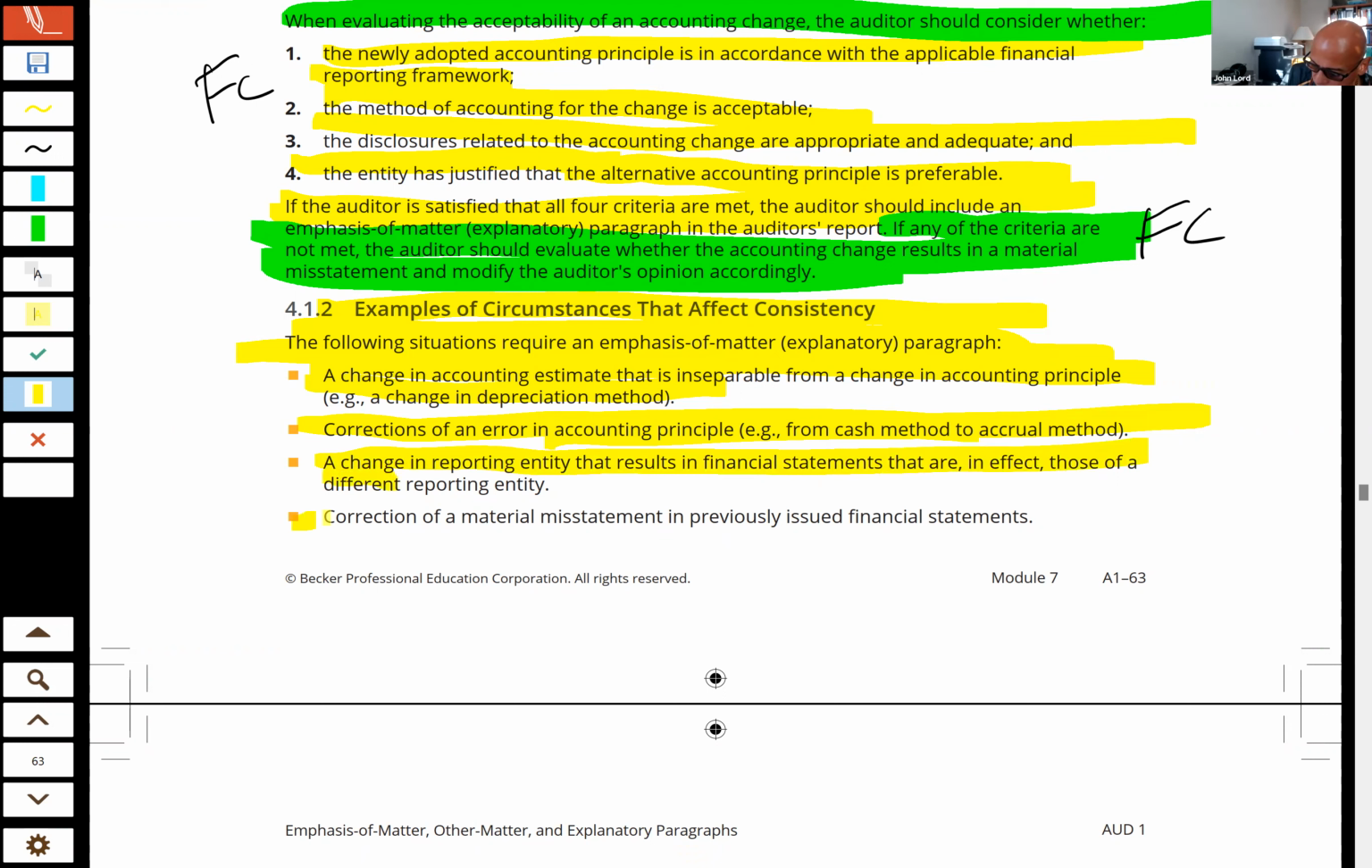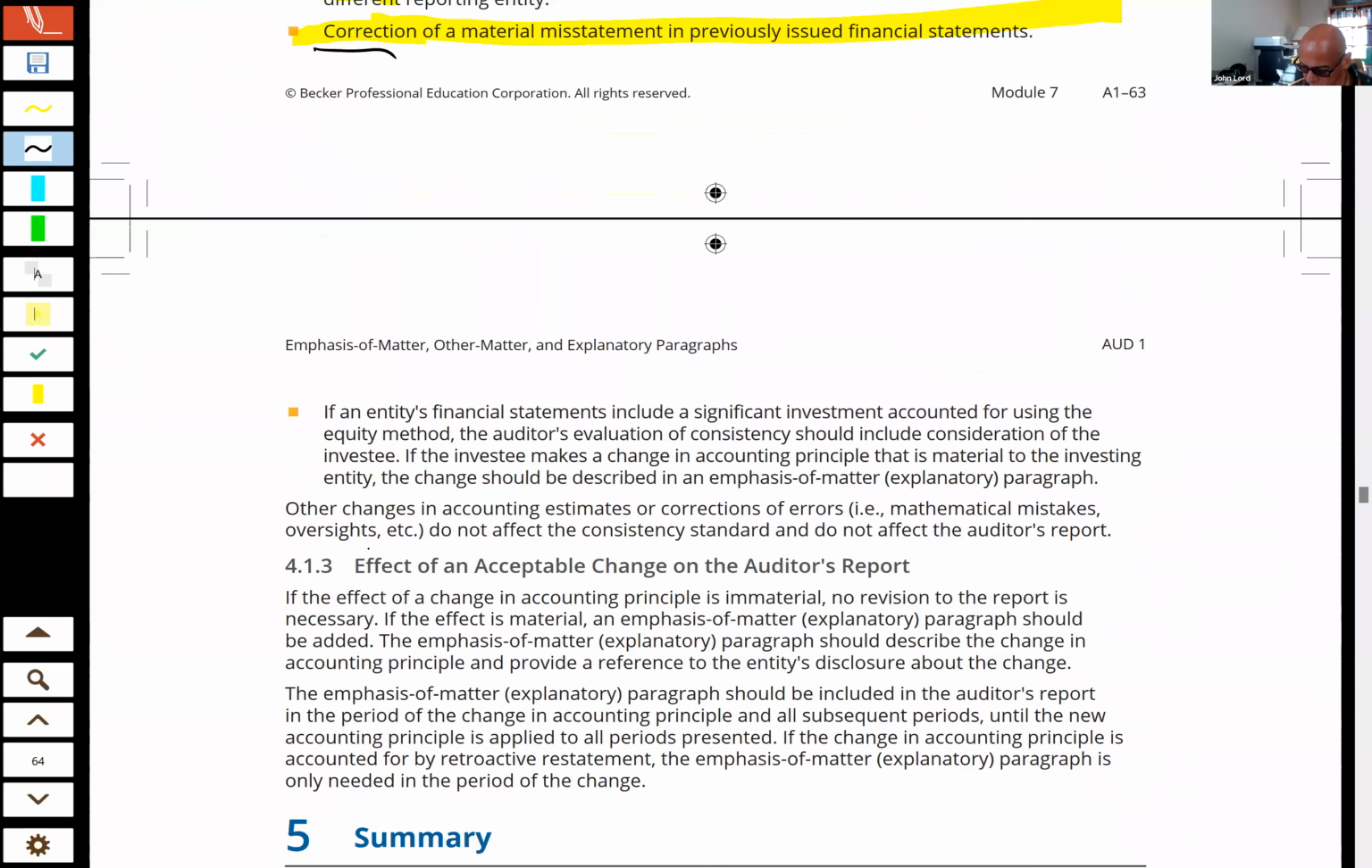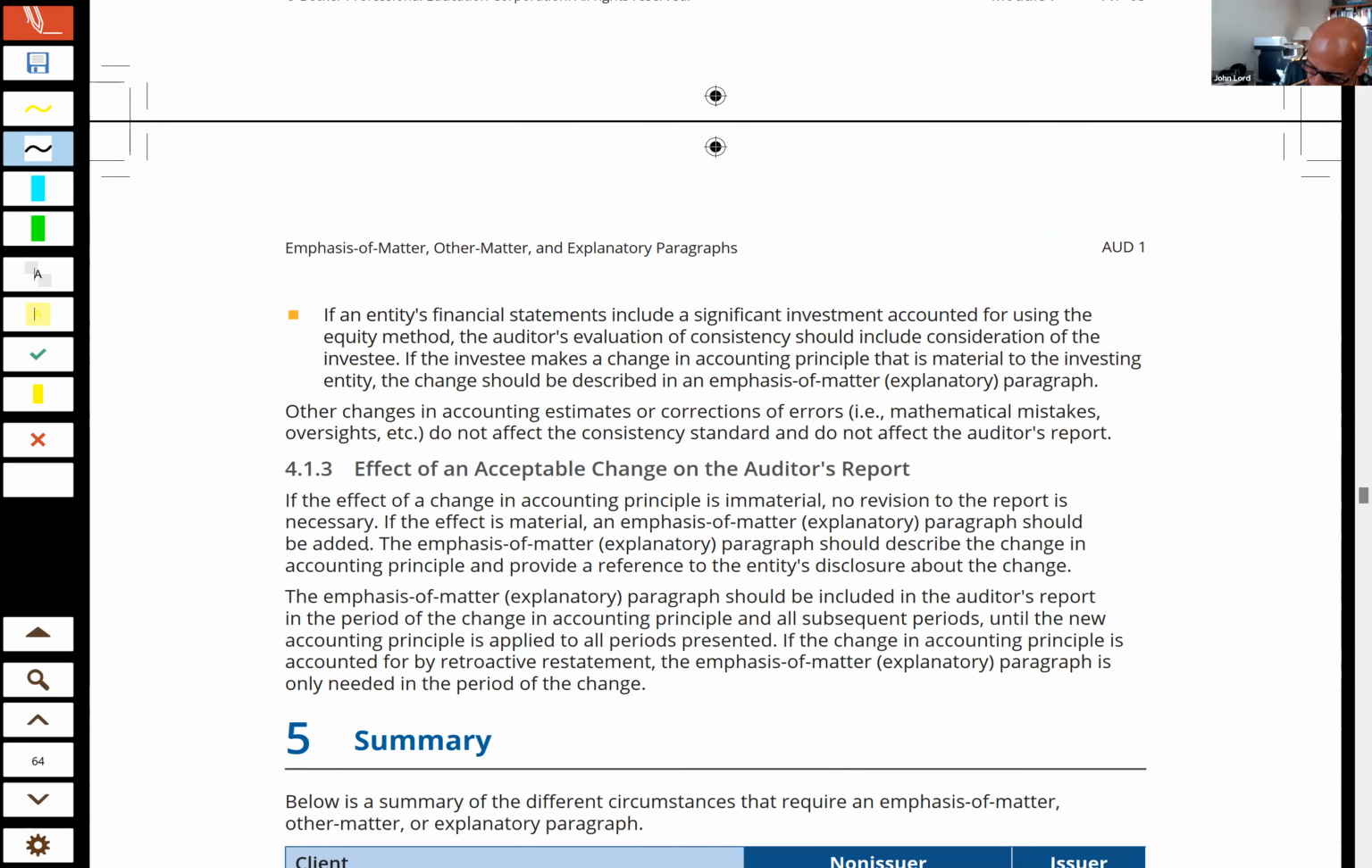Okay. Correction of a material misstatement in previously issued financial statements, which is pretty much the same thing, correction of an error in accounting principle. Correction of material misstatement, maybe it's not a problem with the accounting principle, but they still have to correct something, right? Okay, and those both have the word correction there. Okay, coming over, an entity's financial statements include a significant investment using the equity method. The auditor should evaluate the consistency and should include consideration of the investee.